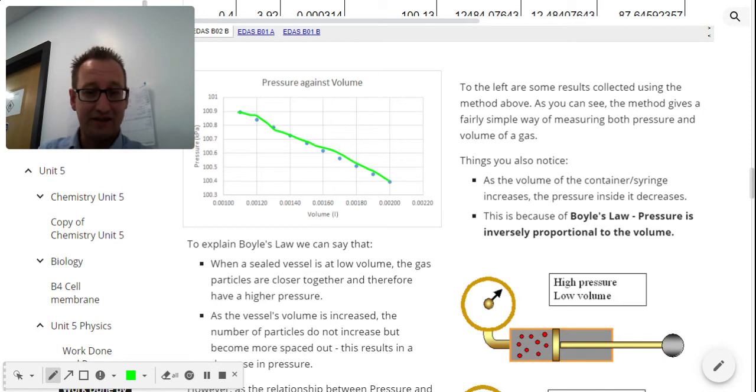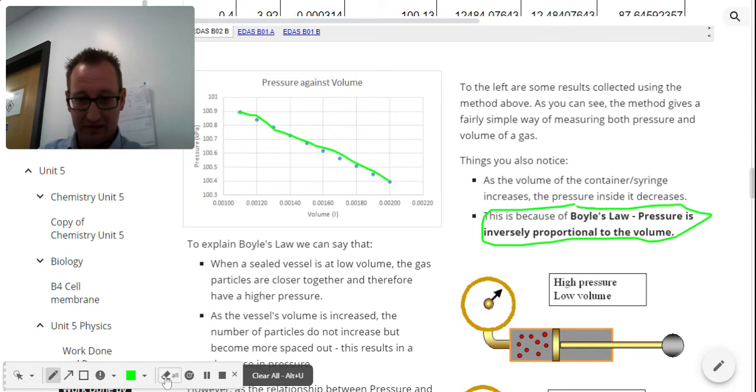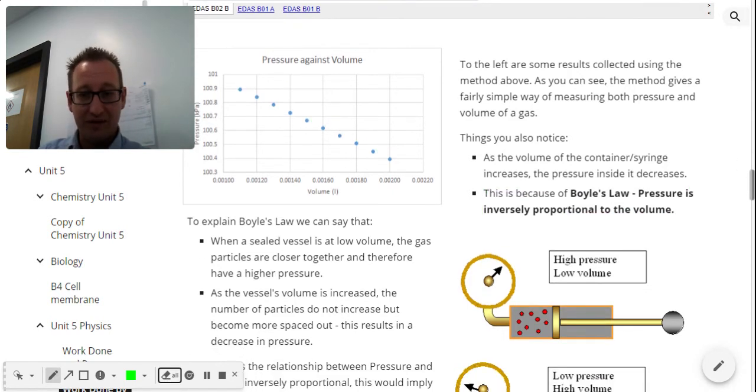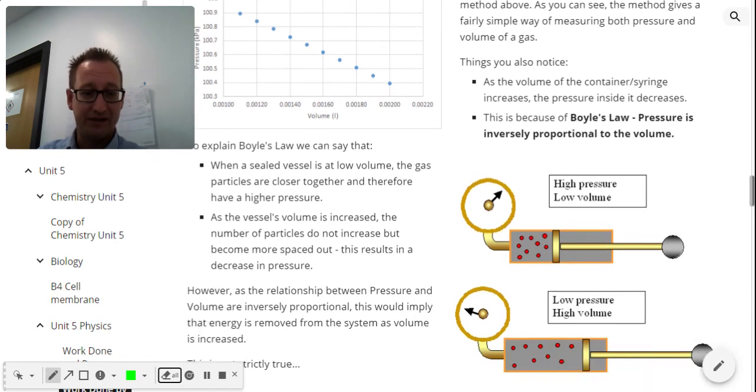So there's a trend line, and we found that the data that we collected, ignore the fact that it's not a straight line, it's not the end of the world, but we understand then that essentially Boyle's Law states that pressure is inversely proportionate to the volume, and our data agreed with Boyle's Law, like so. So that's good news. Excellent. Let's just get rid of those lines. Okay, so to explain Boyle's Law, we can use these diagrams here.